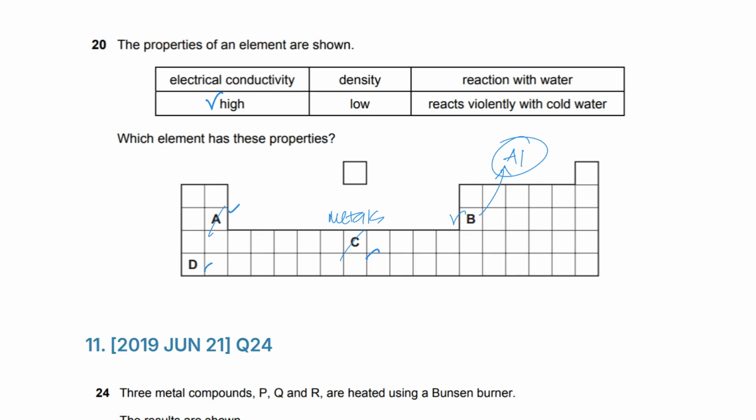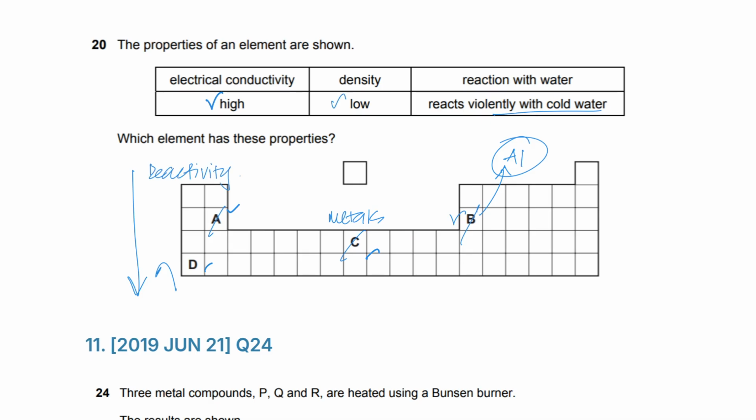Automatically A is wrong, C is wrong, and D is wrong, because the only metals which have low density are your group 1 metals, right? That's why they float on water and they react violently with cold water. Down the group, for group 1s the reactivity increases, so they are going to react violently with water.